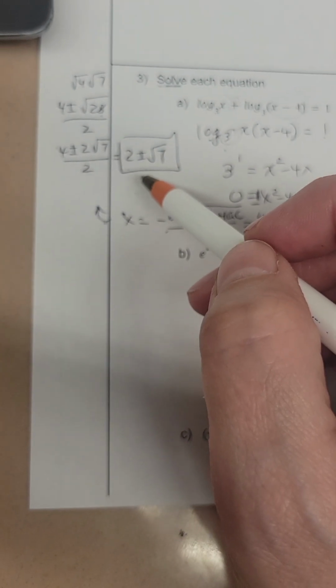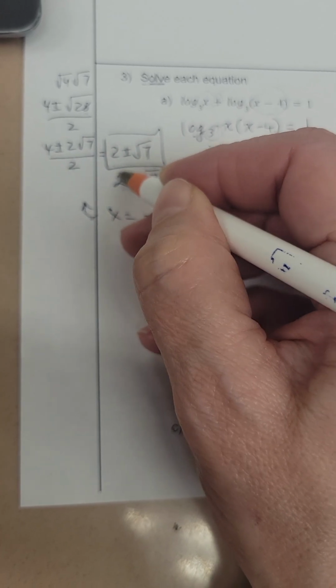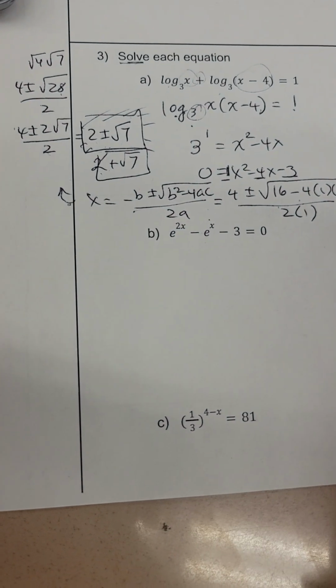So the negative 1 is going to have to be rejected. So the only answer here is 2 plus square root of 7. I should not have boxed that. No box, no box. Okay.